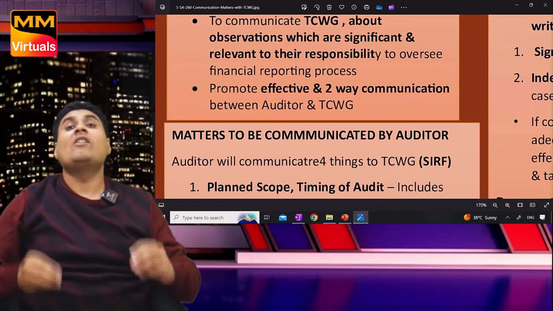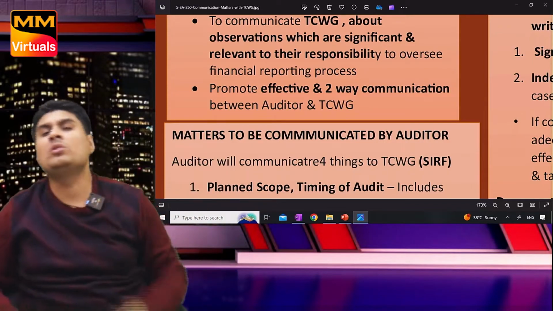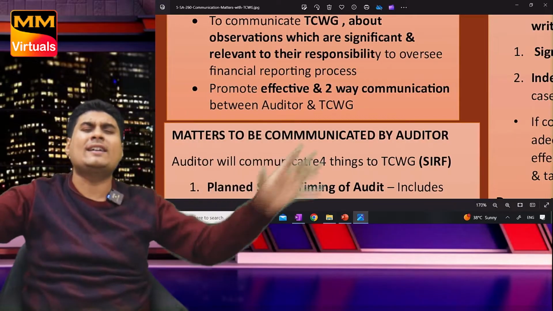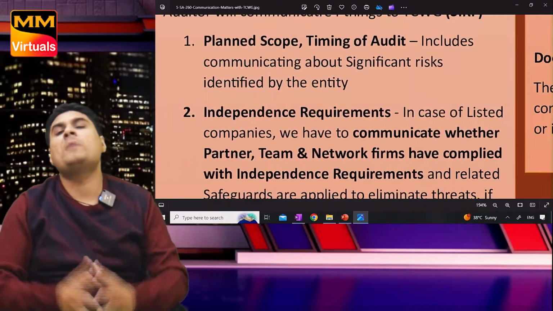Only one question can come from here. Why should you communicate with TCWG? More than why, what will you communicate? Matters to be communicated to those charged with governance. Four matters. Number one, plan, scope, and timing of audit.